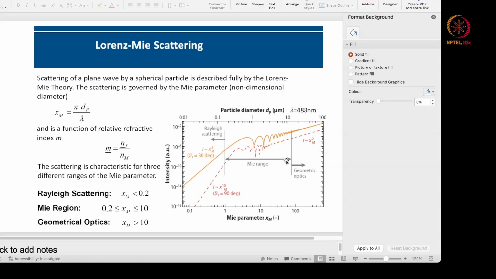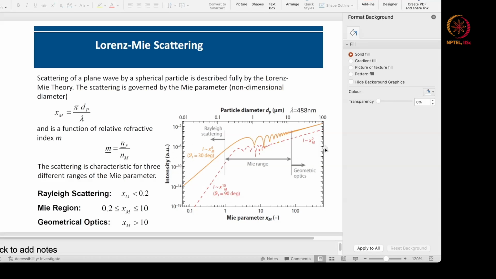Then you go to the Mie range, which is between about 0.2 all the way up to about 10 microns in size. If you look at this particular range, you see these lobes. We will discuss these lobes. These are due to interference. So up to about 10 microns in size, the intensity is much, much higher. Actually, it is about 10 orders higher than this.